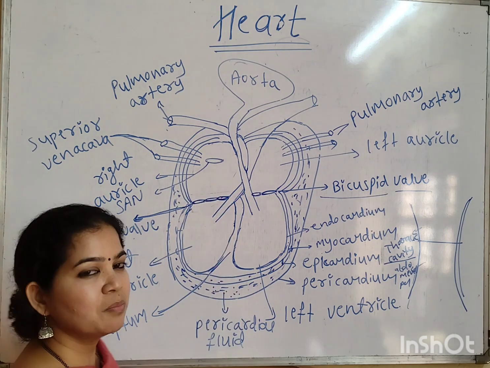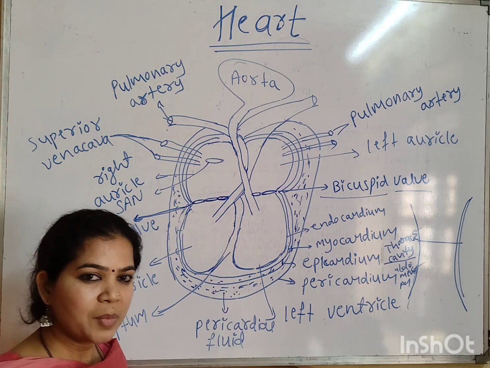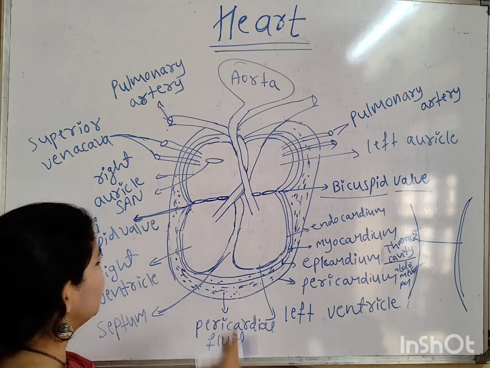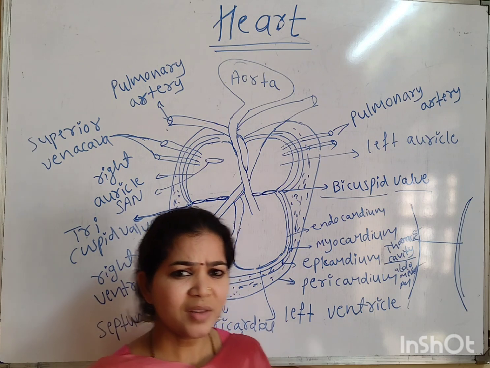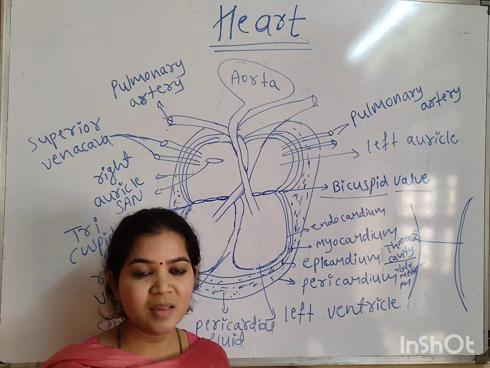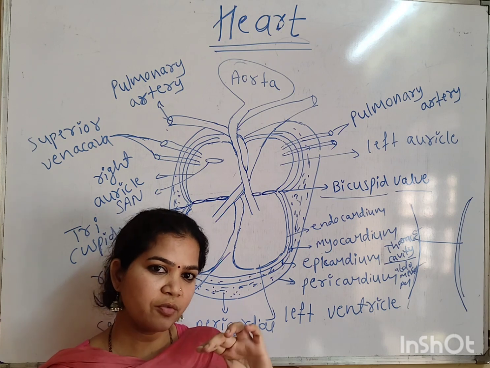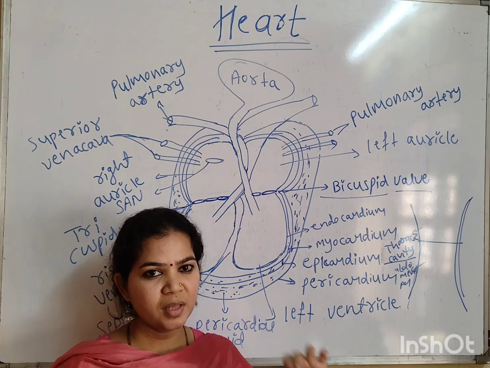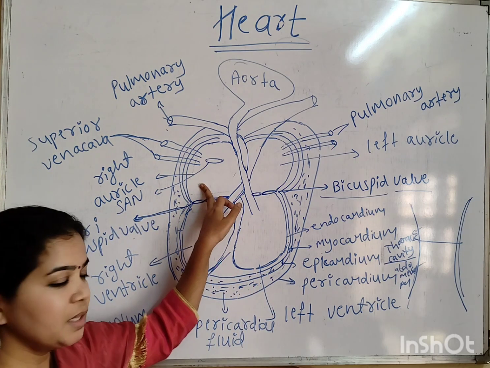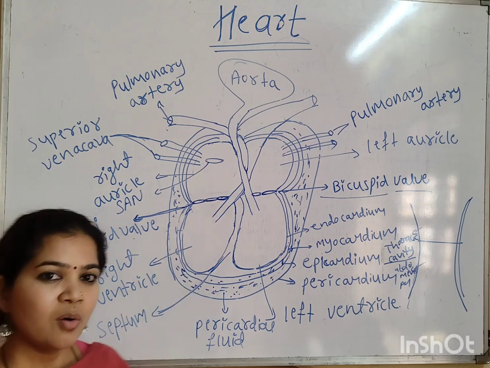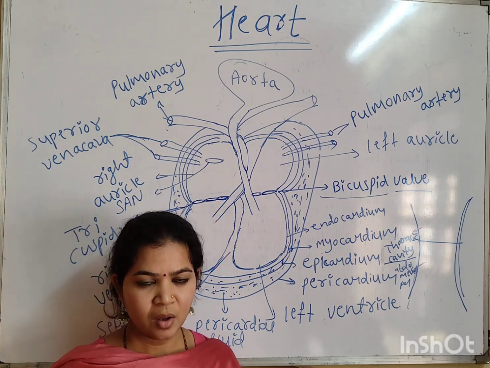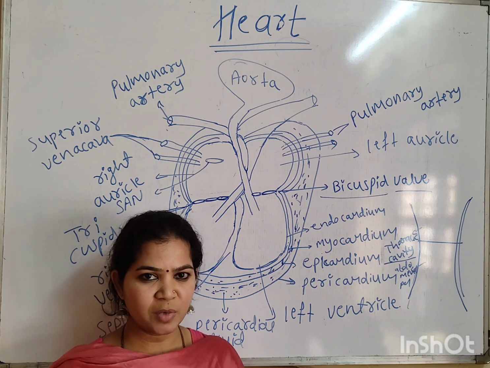It is made up of what? Muscle fiber. Where is it found? In the first chamber of the heart. You can get a question like, what is the function of SAN? What is the long form of SAN? SAN means sino-auricular node. It is found in the right auricle. SAN is made up of only muscle fiber. So what is the function of SAN in the first chamber of the heart?